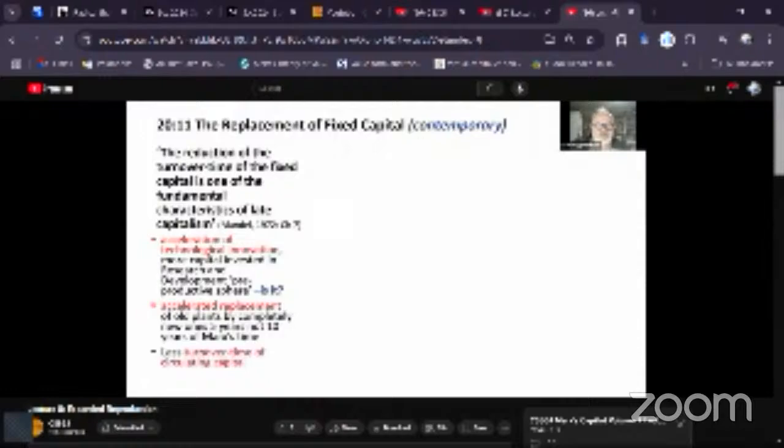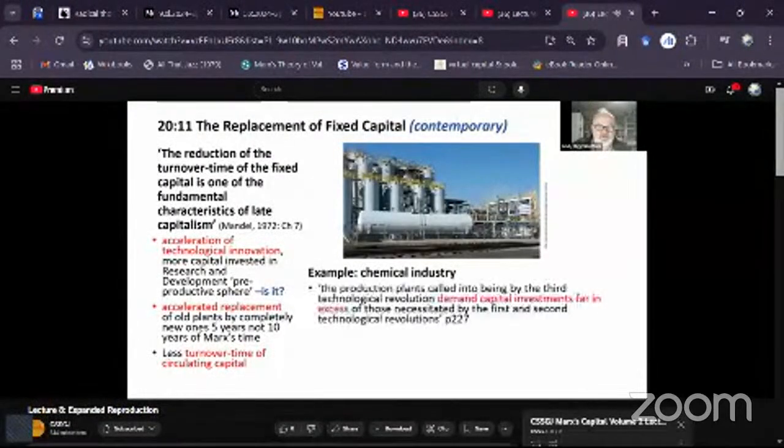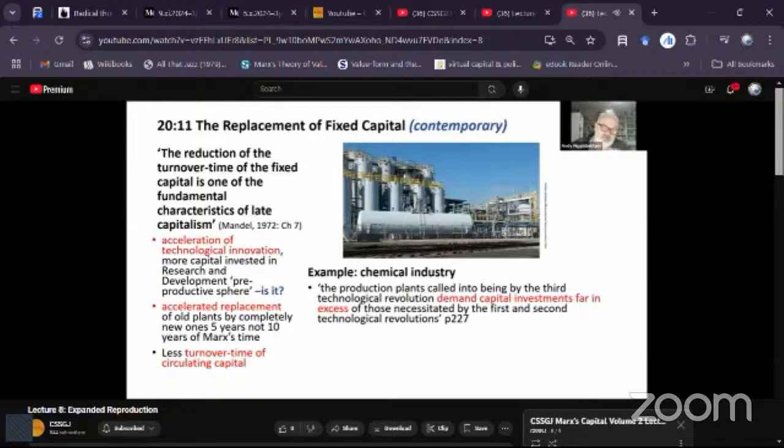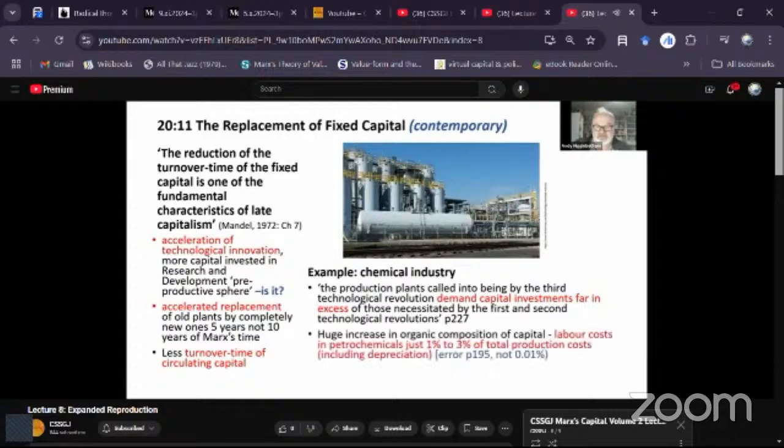So the replacement of fixed capital goes on a bit more, and this one is just to talk about how you can see it today. Marx was 10 years, as I've said 2 or 3 times. According to Mandel's book, Late Capitalism, he's talking about the third technological revolution. He's talking about the 1960s, to be honest. His book came out in 1972, and he's saying, well, look, in massive chemical works in particular, the rate of technological change means fixed capital gets replaced about every 5 years these days, and you can see how big fixed capital is.